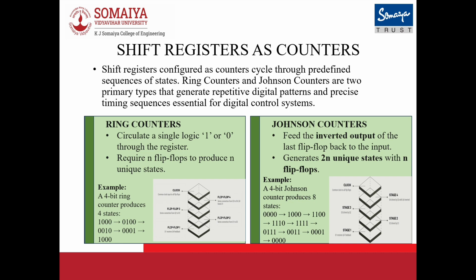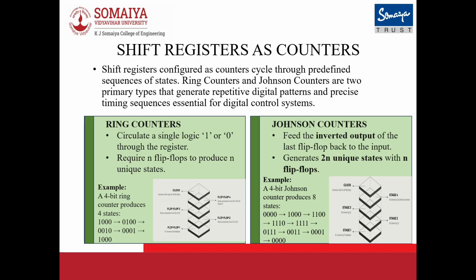The two most common shift register counters are the ring counter and the Johnson counter. Let's start with the ring counter. Imagine we have four flip-flops connected in a loop. If we load the first one with a 1 and all others with 0, the single 1 will keep circulating with each clock pulse like a glowing light moving around in a ring. This creates a repetitive pattern of states. For a 4-bit ring counter, the states will be 1000, 0100, 0010, 0001, and then back to 1000.